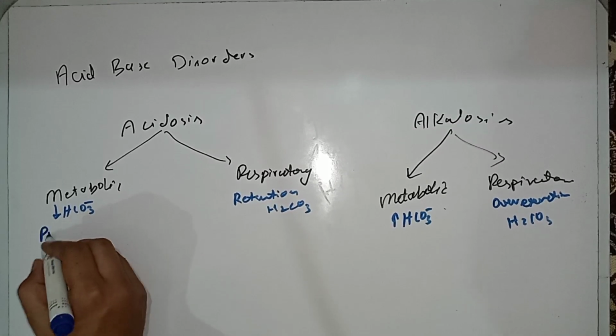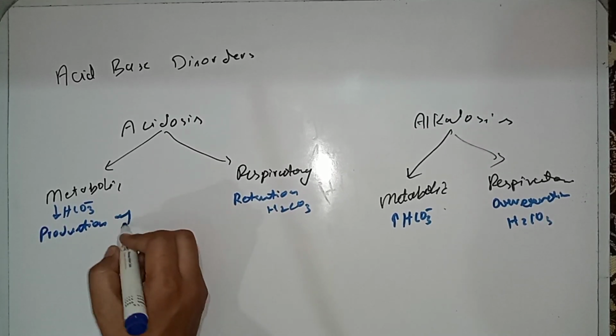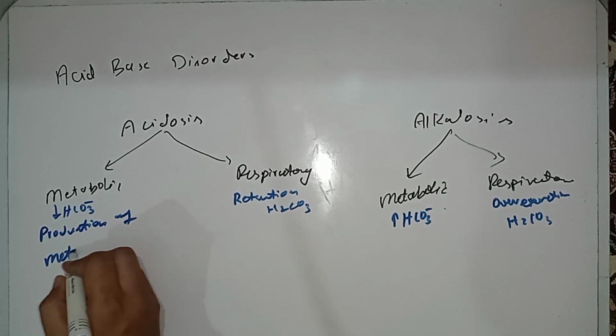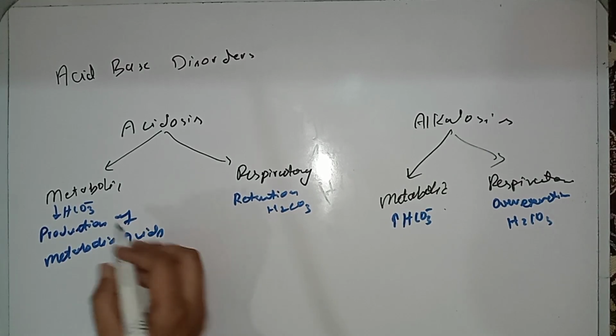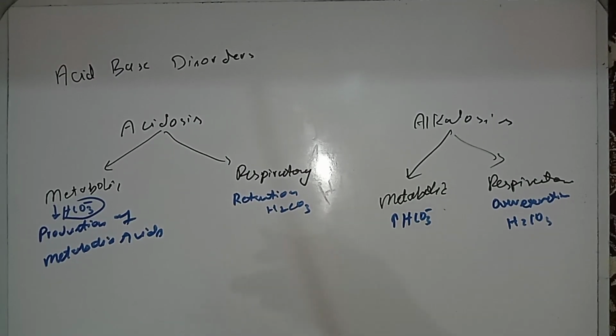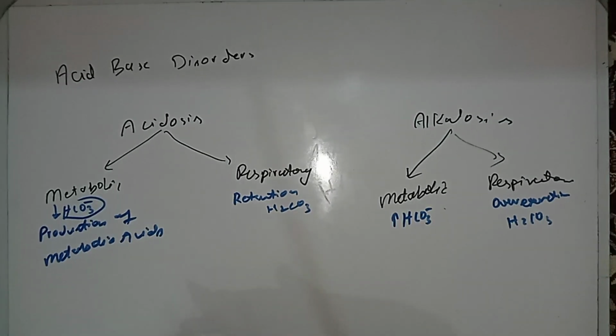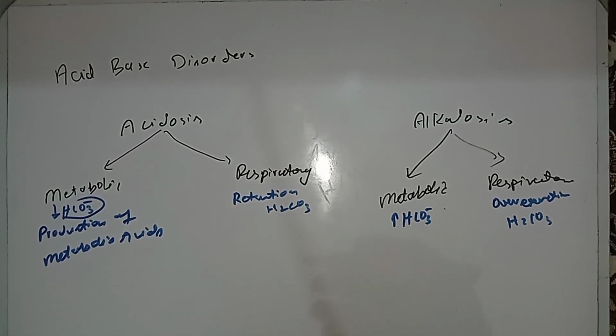It can be due to production of metabolic acids which consume this bicarbonate ion. Metabolic acid produced inside the body consumes this bicarbonate ion, due to which bicarbonate concentration inside the body declines and metabolic acidosis occurs.